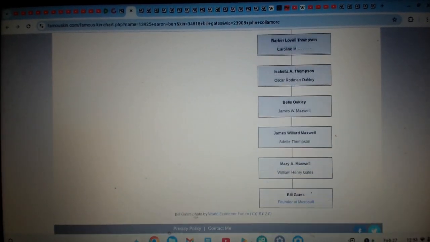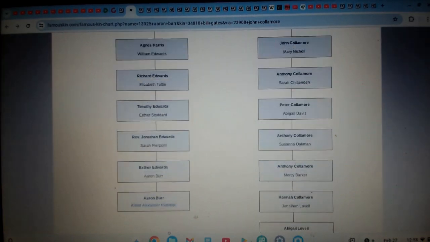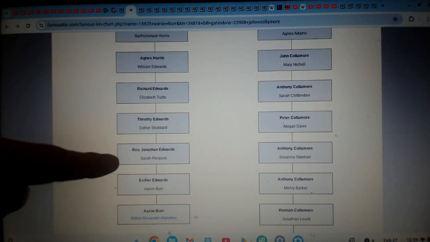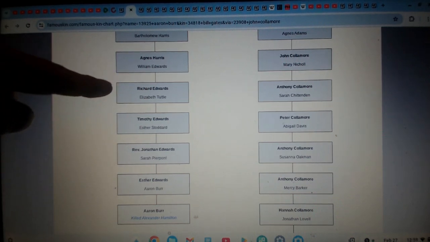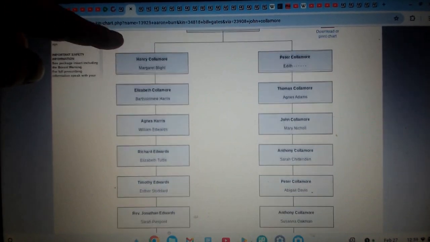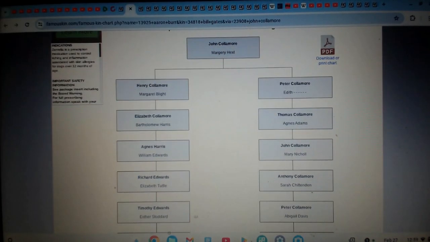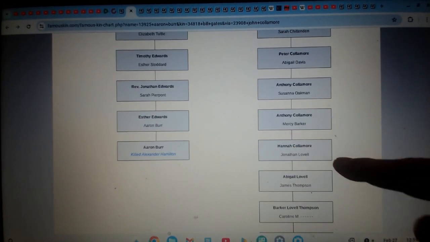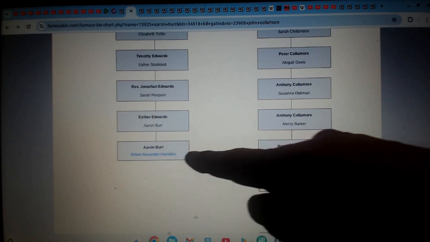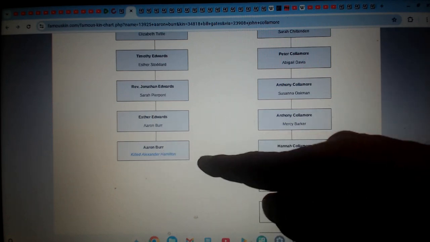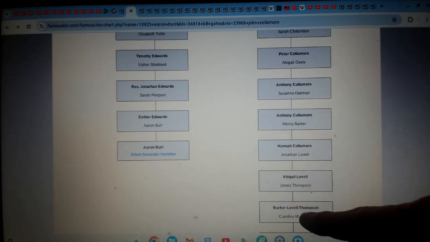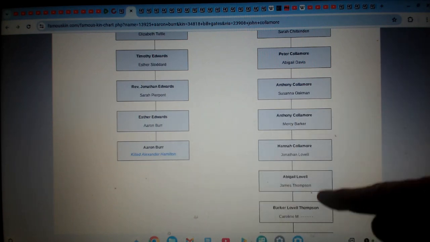Here's Bill Gates on the right. Okay, so Aaron Burr's seventh cousins. That means there's 7 people in between him and the node. 1, 2, 3, 4, 5, 6, 7, and there's the node. See? So this guy and this guy, they're 7th cousins, okay? But this guy's one generation off from Aaron Burr. So they're still 7th cousins, but once removed. This guy's still 7th cousins with him, but twice removed.